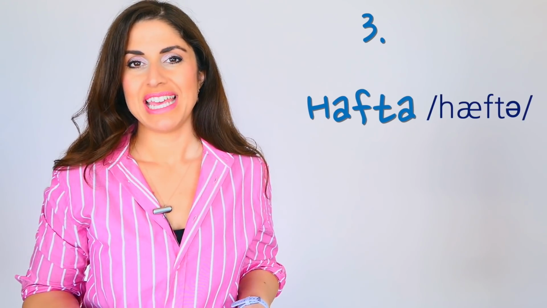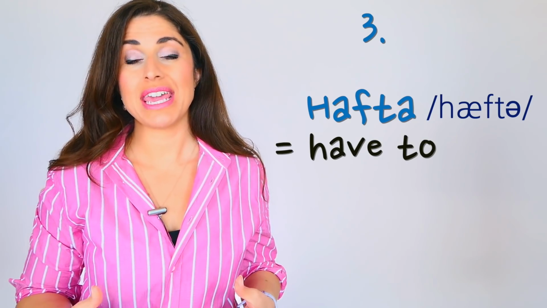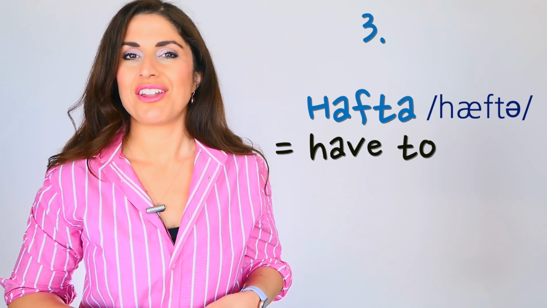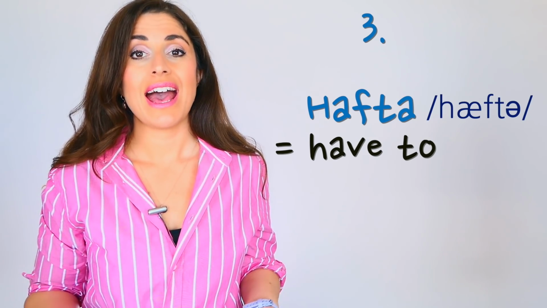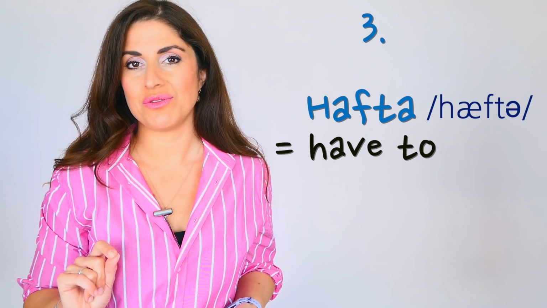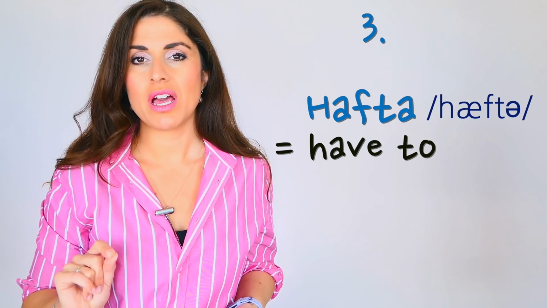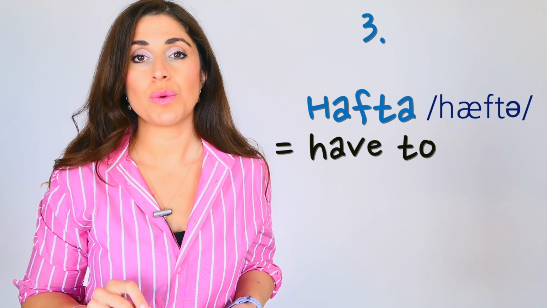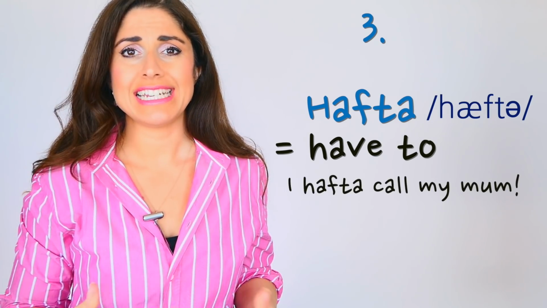Right, I really have to get on with the lesson. Number 3, hafta. Listen very carefully there. It is, of course, have to. So here we have the word plus to, and reducing that word again, just like gonna, wanna, we've got hafta. However, you can still hear the T sound, but you'll notice that the V in have has become an F sound. Hafta. I really have to call my mum.